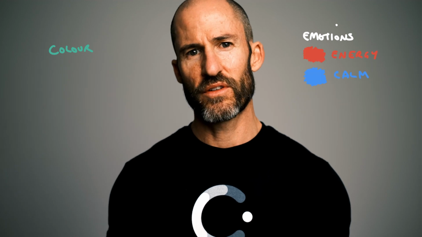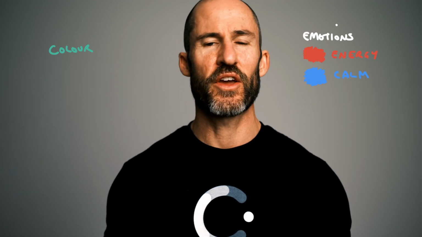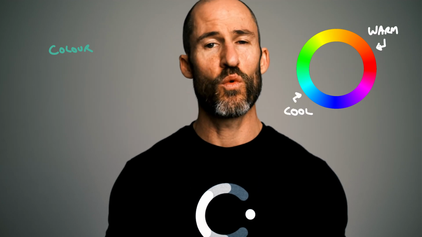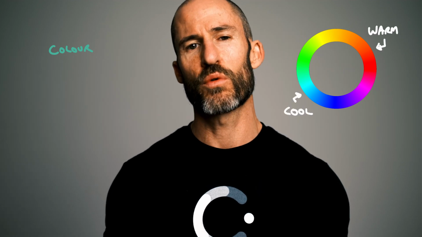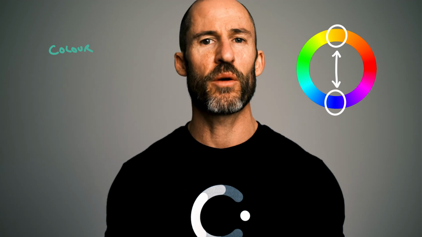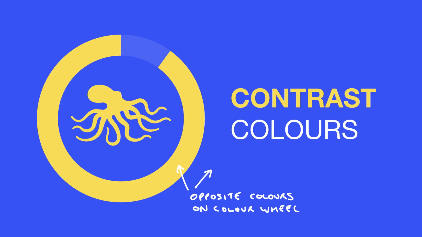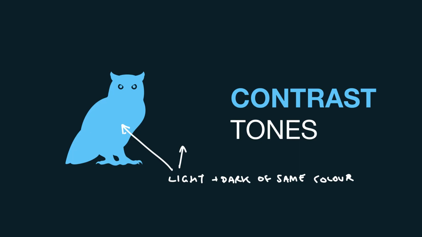The first is color, and you can use this to convey emotions. You might want the energy of red and the calmness of blue. A great way to look at color is on a color wheel. The warmer colors are on the opposite side to the cooler colors. Using colors opposite on the color wheel will contrast, which is a great way to create emphasis and focus. Another way to create contrast is using large value shifts from light to dark.